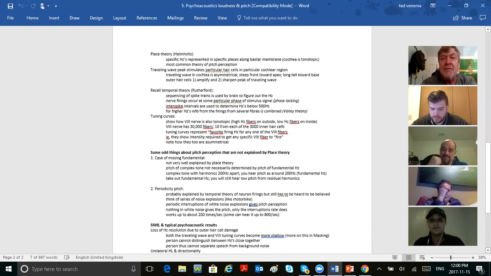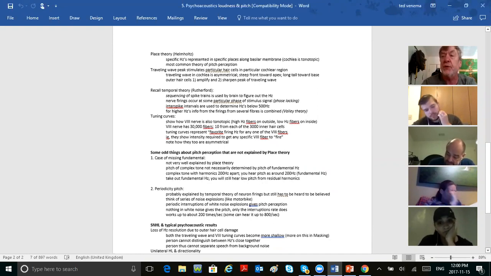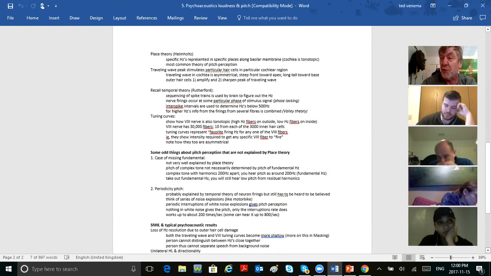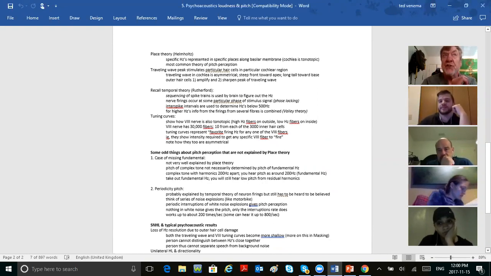Place theory, Helmholtz. This was a guy who lived in a van down by the river in the 1800s who discovered that the cochlea was tonotopic. Specific frequencies were represented in specific places. See how this ties in with your anatomy course 120? They're all connected, okay? So Helmholtz discovered that the base of the cochlea represents highs and the apex of the cochlea represents lows. Cool, okay, next.